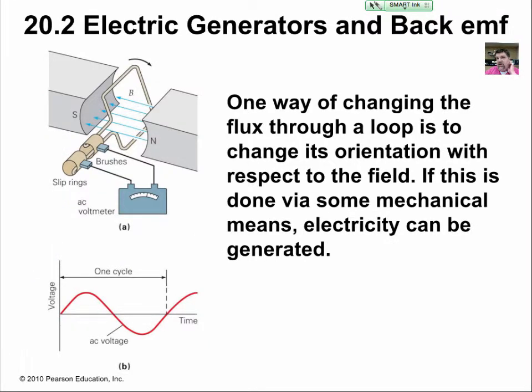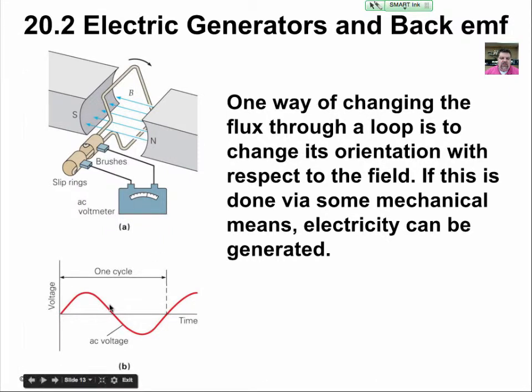So the magnetic field has an influence on the induced current, and a current can have an effect on the magnetic field. One way of changing the flux through a loop is to change its orientation with respect to the field. If this is done via some mechanical means, electricity can be generated.